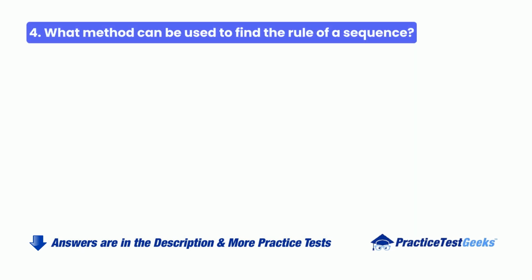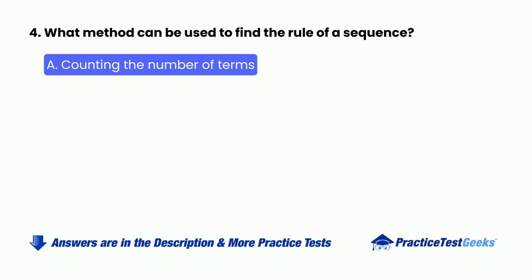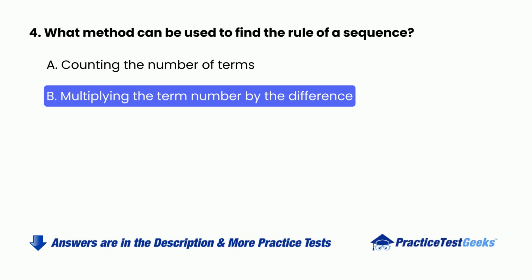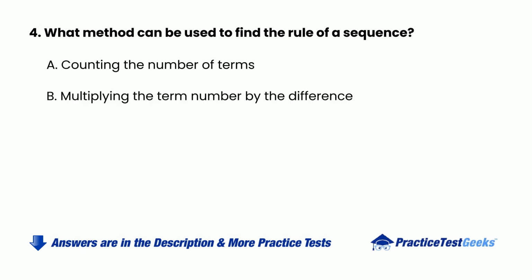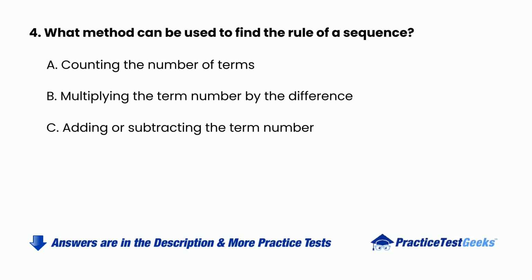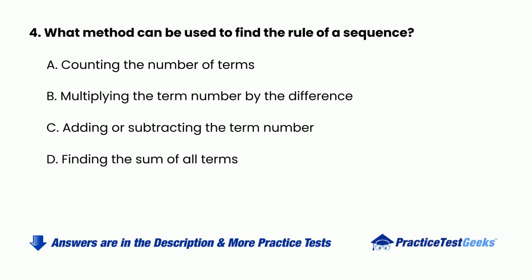4. What method can be used to find the rule of a sequence? A. Counting the number of terms. B. Multiplying the term number by the difference. C. Adding or subtracting the term number. D. Finding the sum of all terms.